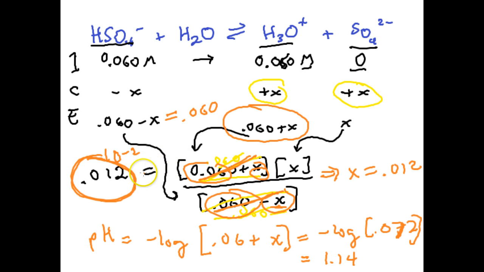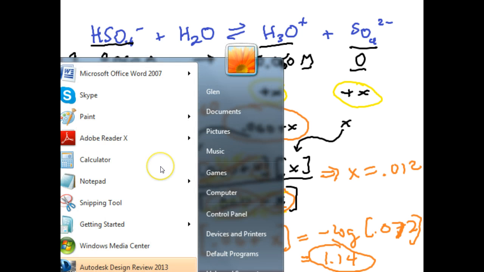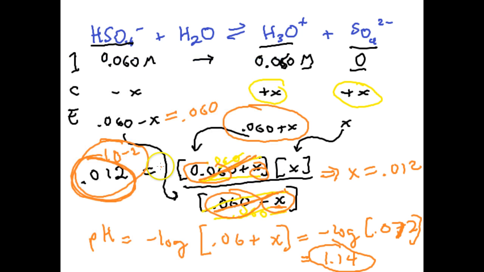Let me show you what this problem would look like the way I would do it, where I don't make that approximation, because I believe that this Ka is too large to make that approximation. Will I get a different answer than 1.14 for the pH? Will I get a more accurate answer? I say yes. Let me get you another page here. Okay, so I'm not going to make that approximation.